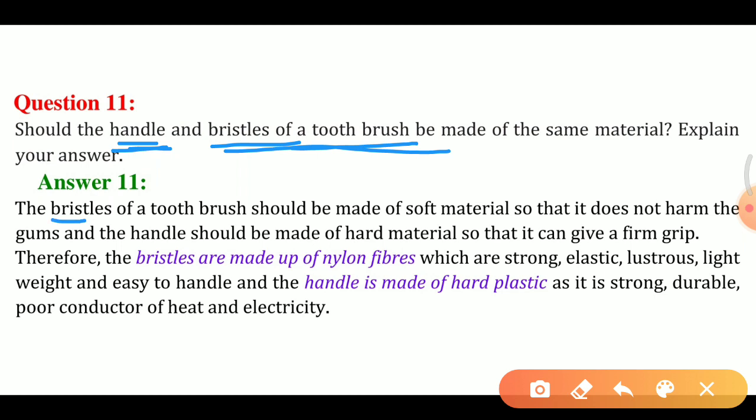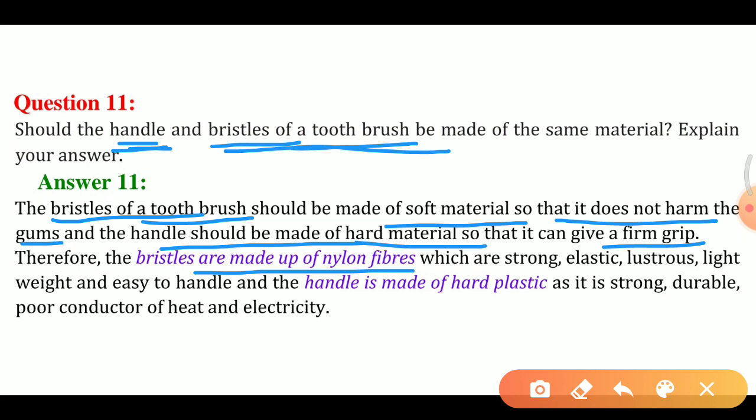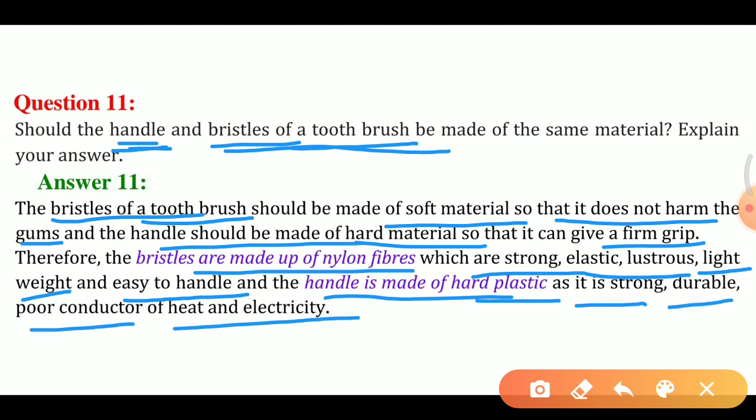The bristles of a toothbrush should be made of soft material so that it does not harm the gums, and the handle should be made of hard material so that it can give a firm grip. Therefore, the bristles are made of nylon fiber, which is strong, elastic, lustrous, lightweight, and easy to handle. And the handle is made of hard plastic, as it is strong, durable, and a poor conductor of heat and electricity.